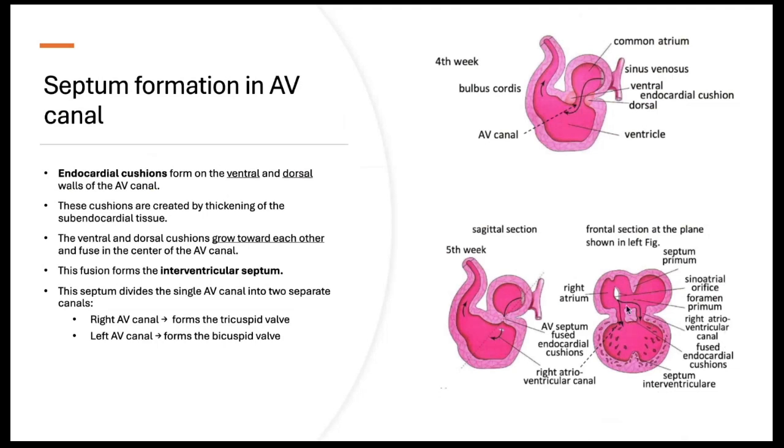So these endocardial cushions which are fused over here divide the atrioventricular canal into two parts, which you can see, the left one and the right one. So here you can see that this is going to be the formation of the tricuspid valve because it's on the right side, and this one is going to result in the formation of the bicuspid valve on this side.